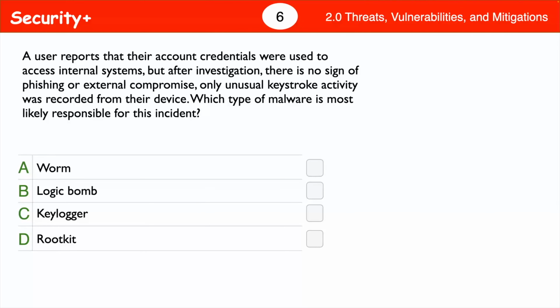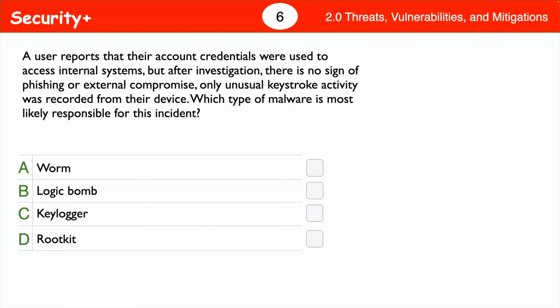Question 6. A user reports that their account credentials were used to access internal systems, but after investigation, there is no sign of phishing or external compromise. Only unusual keystroke activity was recorded from their device. Which type of malware is most likely responsible for this incident? A, worm. B, logic bomb. C, keylogger. Or D, rootkit.